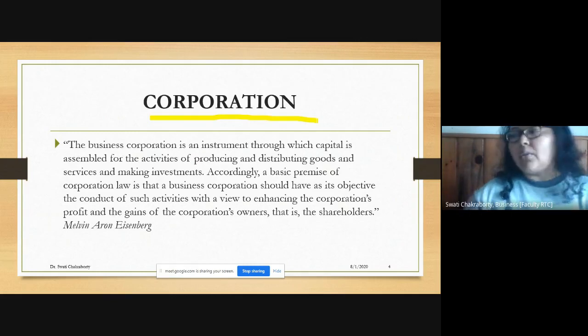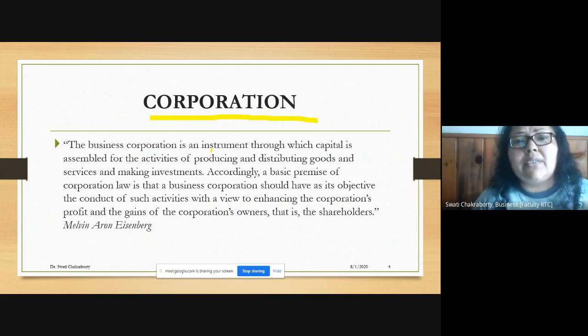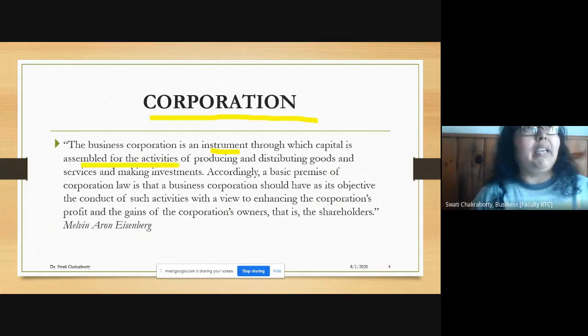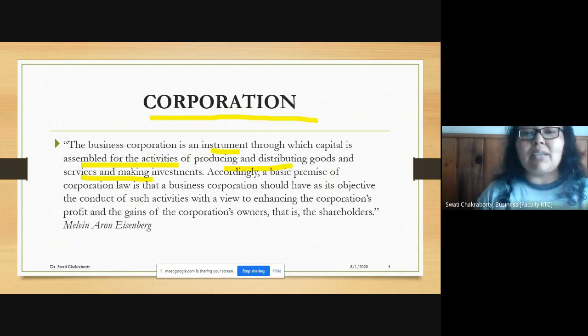Now when we talk of corporation, a corporation is basically an institution. We can also say it's an instrument via which capital can be accumulated, for production and distribution of goods and services, and also to make investments. So that's basically what a corporation is.